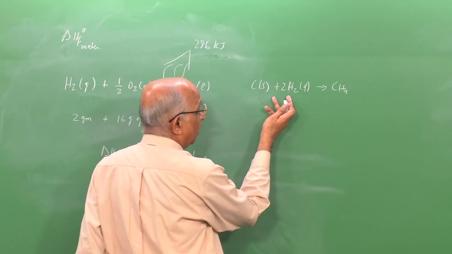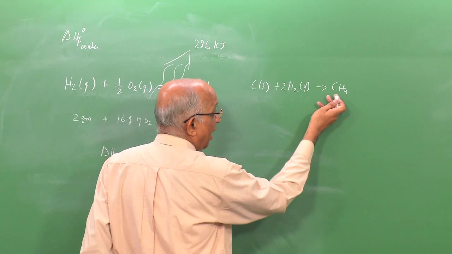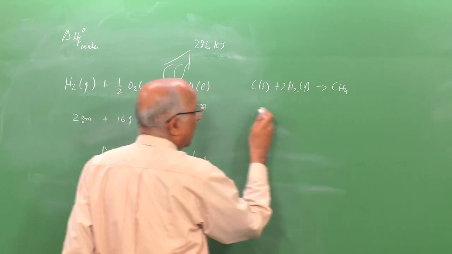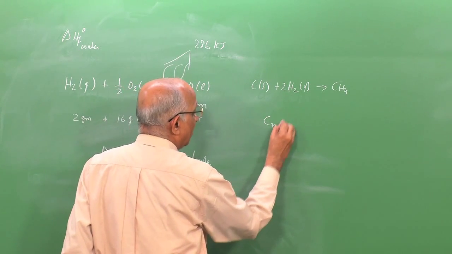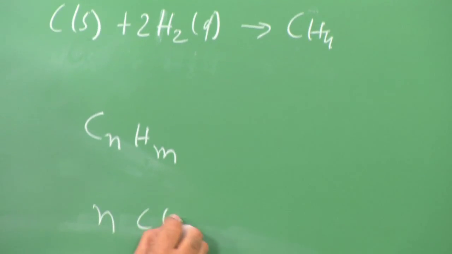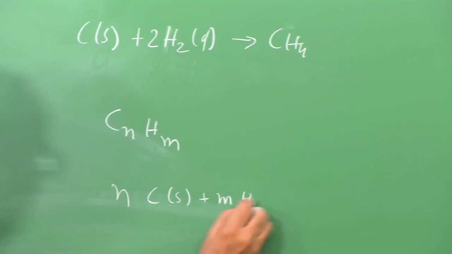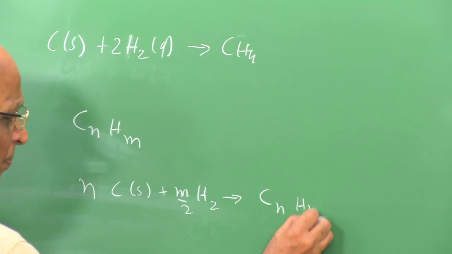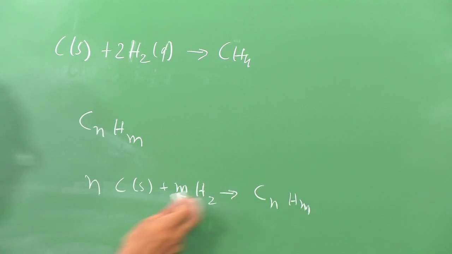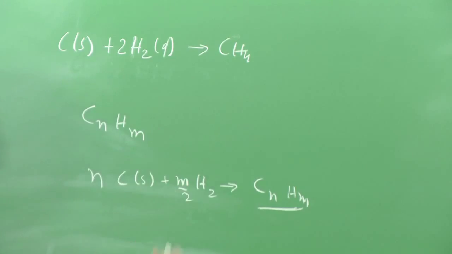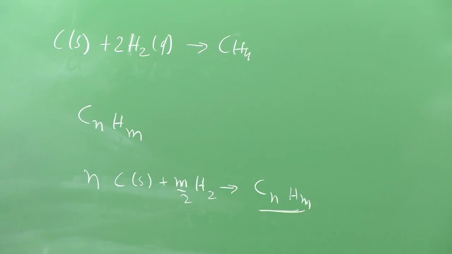Well, if heat is liberated in this reaction, I have to subtract it to be able to form this. Therefore, I get minus 74.9. If I want to form something like CnHm over here, I have n of C solid plus m by 2 of H2 gives me CnHm, for which I can do this particular reaction or a combination of reactions and find out the heat of formation. This is how it is done, and these are the values which are reported in literature.